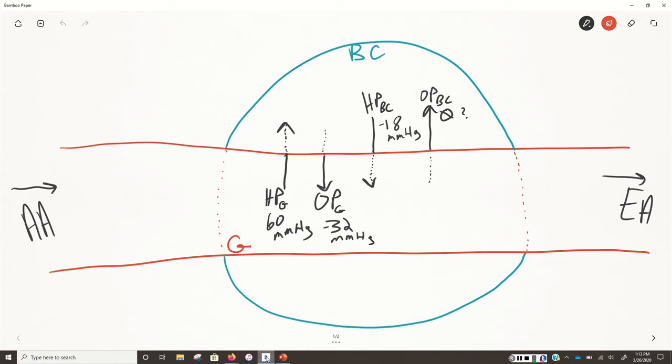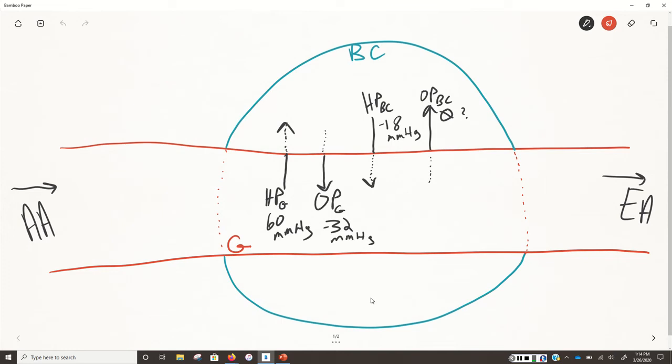So what I've drawn here, this red tube is a capillary, and over on the left is the afferent arteriole bringing blood in. Over on the right is the efferent arteriole carrying blood away, and the capillary in between, in this case, is the glomerulus. And remember, glomerulus is inside of Bowman's capsule, so that's what I've drawn here in blue.